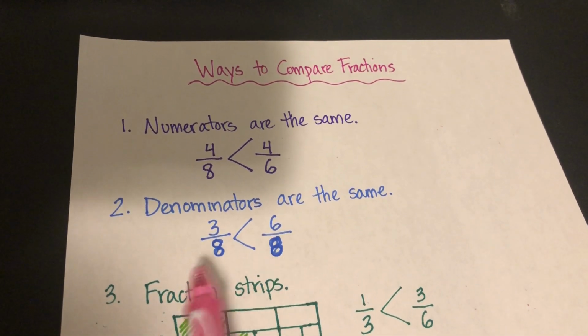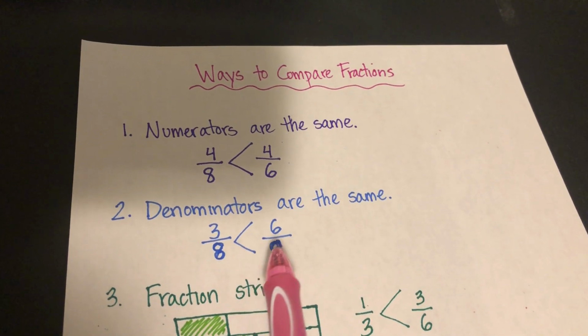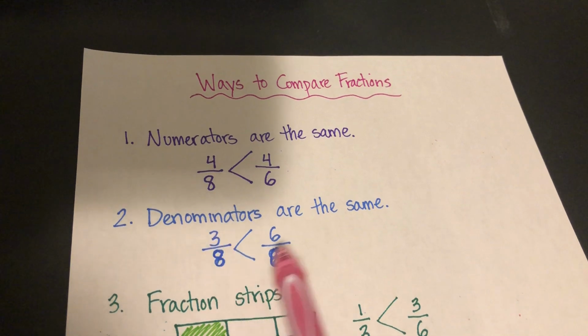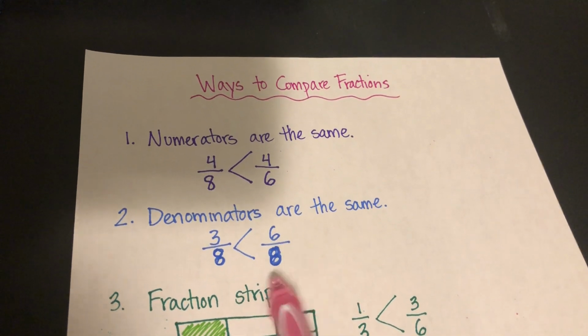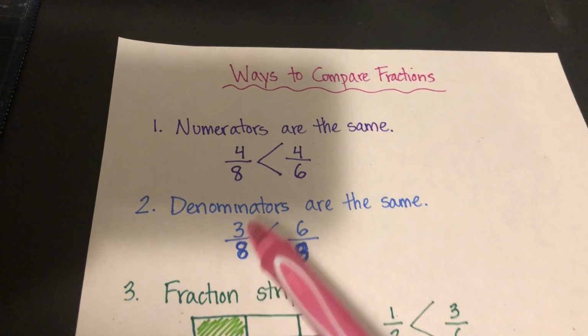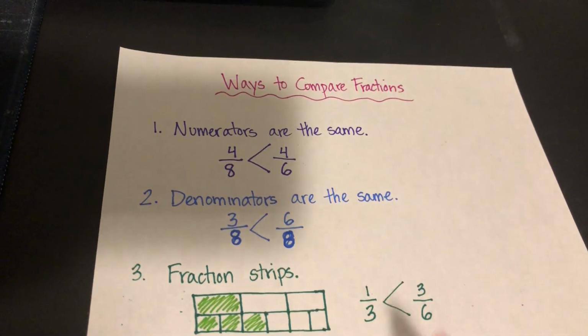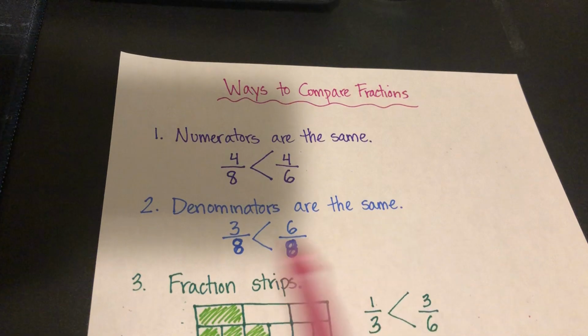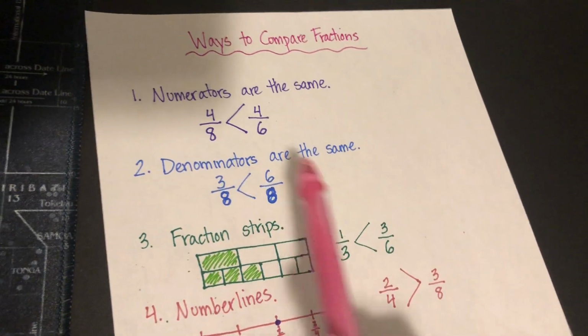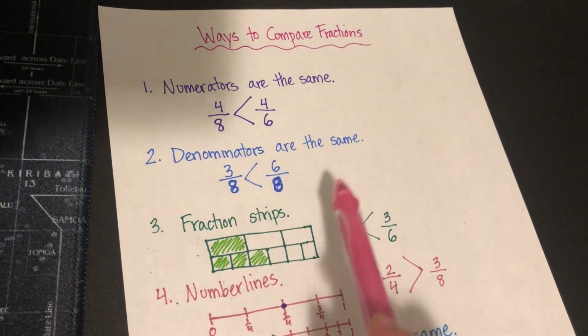Our second rule that we talked about, and I think this is, in my opinion, the easiest one: if the denominators are the same, we're just looking at the numerators. Whichever has the more eighths is the bigger fraction. So 6/8 is bigger than only having 3 of your 8 pieces. Those are the first two that we learned a few weeks ago.